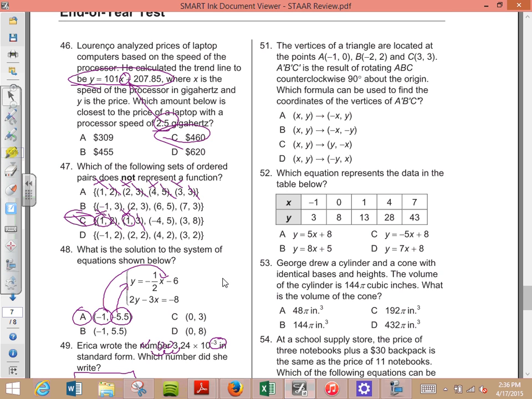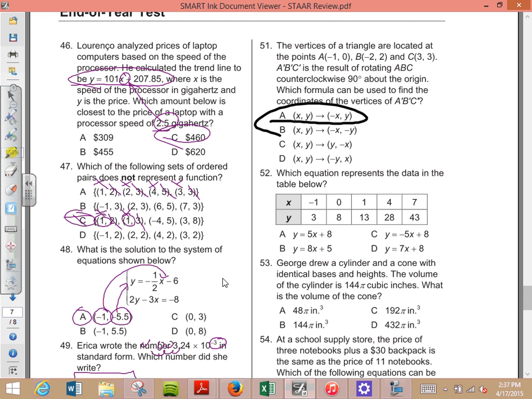Vertices are located at certain points. If you rotate counterclockwise, which ones change? You multiply the x, and then flip them, right?